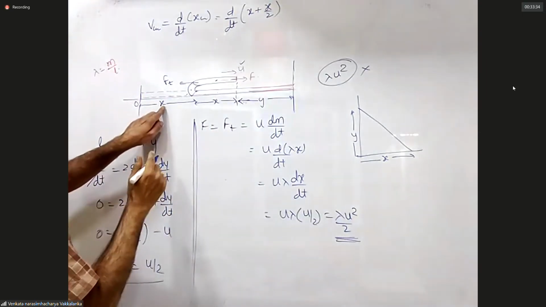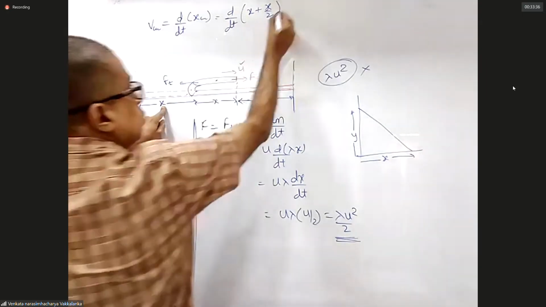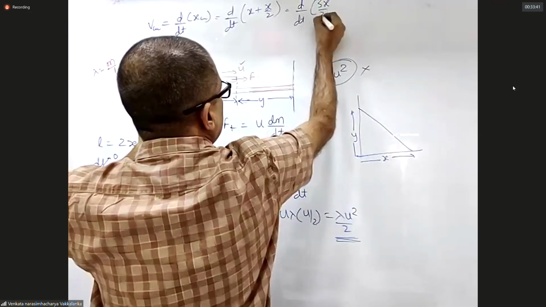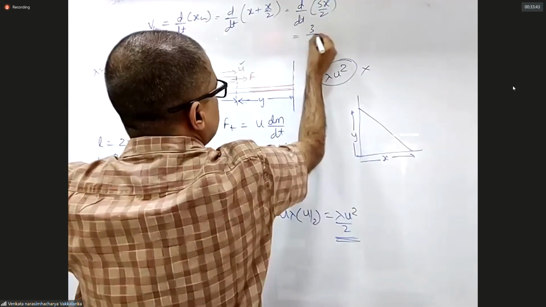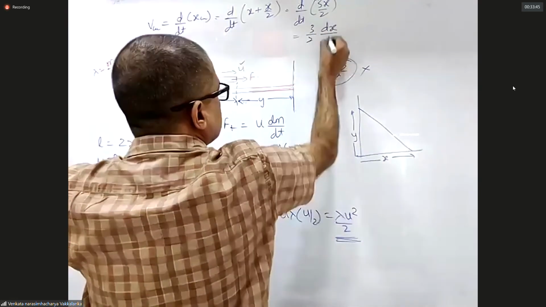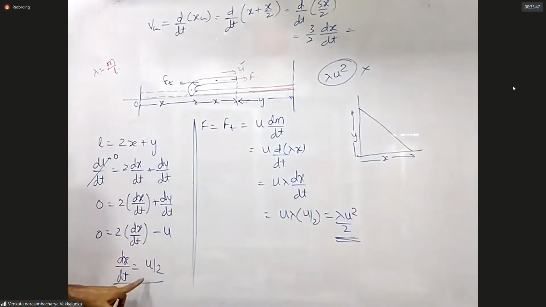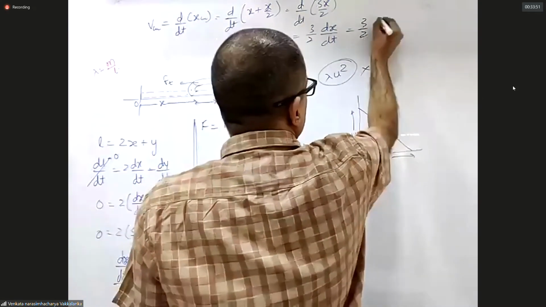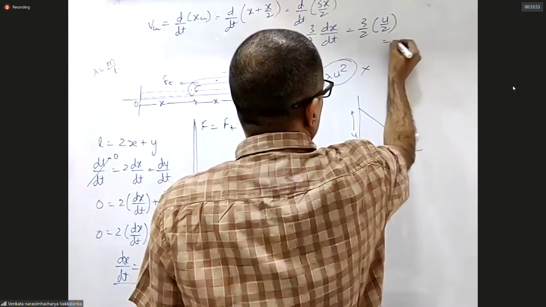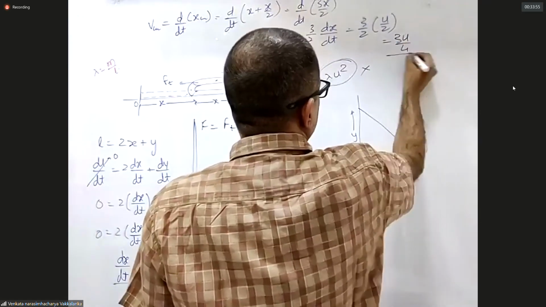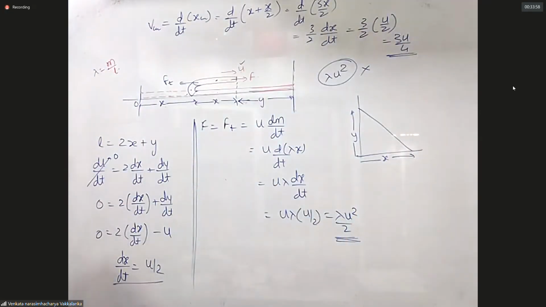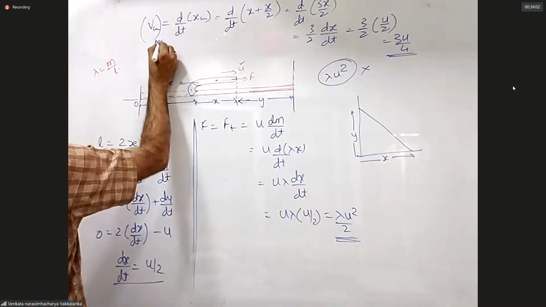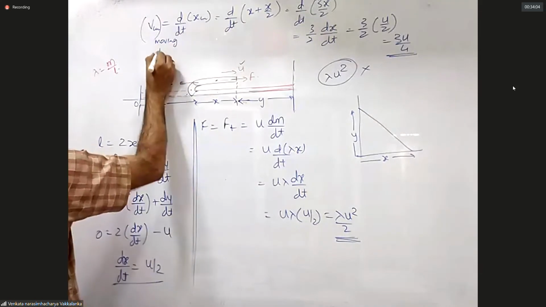Do you agree with this? x plus x by 2. This is d by dt of 3x by 2. This is 3 by 2 into dx by dt. How much did you derive dx by dt as? u by 2. 3 by 2 into u by 2, 3u by 4 is the velocity of center of mass of the moving part.